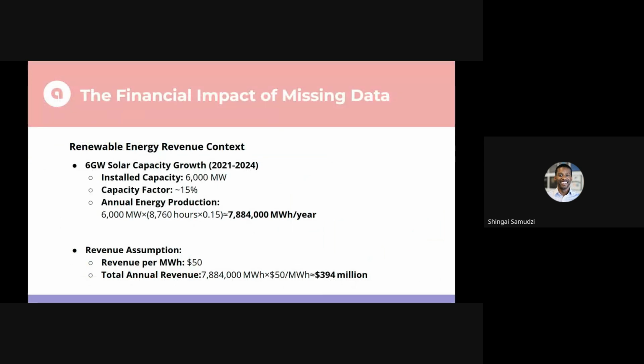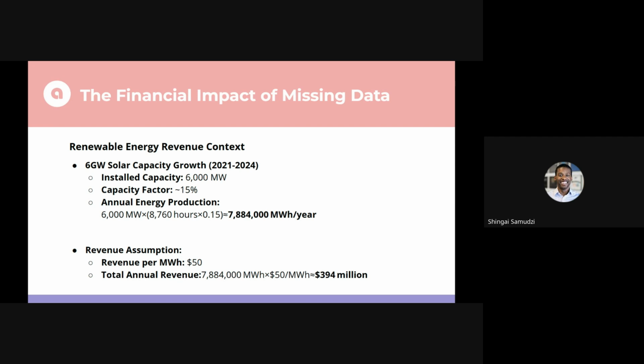Now, from the standpoint, though, of missing data, we have a lot of problems. So from the context of the amount generated, we see that we have just under 8 million megawatt hours per year that's generated from this 6 gigawatts of electricity. And this is kind of an order of magnitude number.